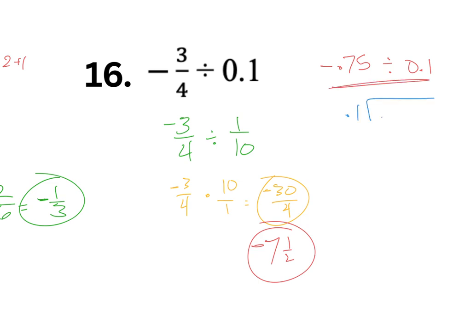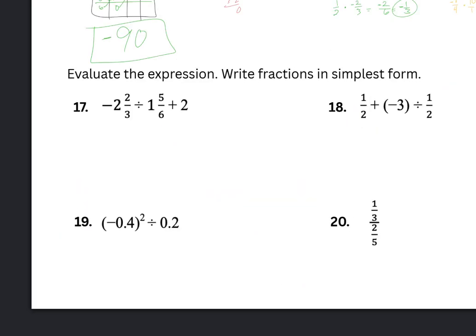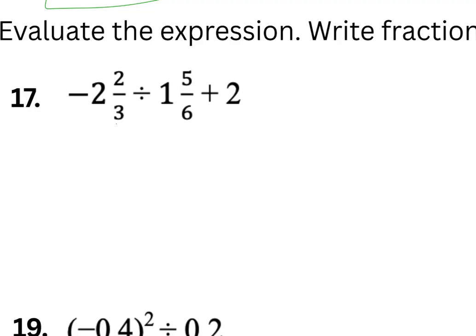0.1 into 0.75. We need to move the decimal, move that decimal. 1 goes into 7 times, and 1 goes into 5 times. And it's a negative divided by a positive, so it's negative 7.5. Guess what? These are both the same. All right, converting stuff before we can actually do it.